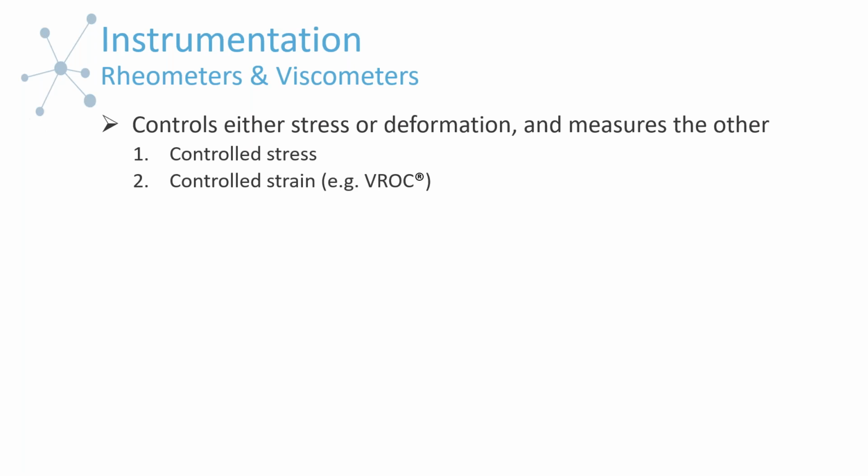So we're controlling the flow through our microfluidic flow channel, and then we're monitoring the pressure drop across the channel, which we then convert to the stress. So we're controlling the deformation and ultimately getting the stress as the output. So they're generally going to fall into one of these two classes.